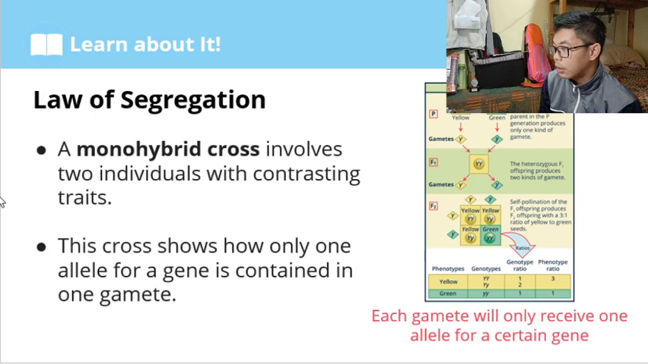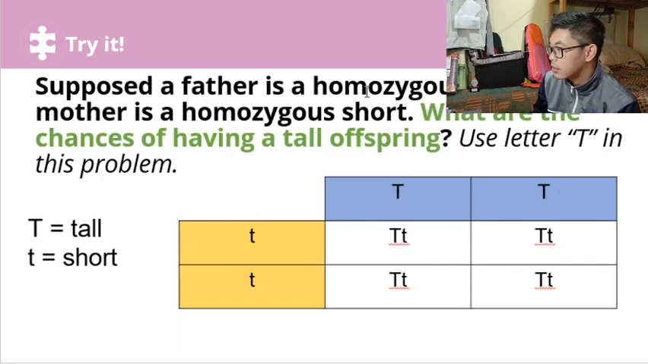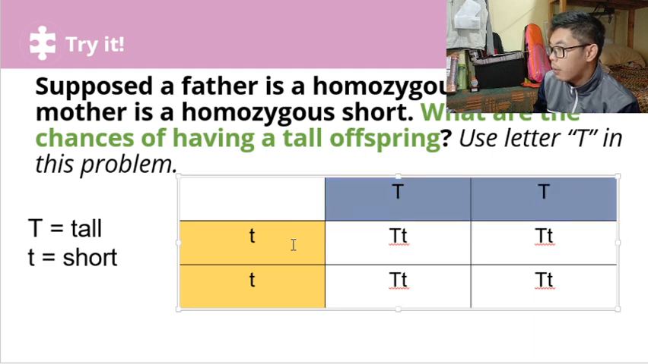Alright, so when you talk about your law of segregation, monohybrid cross involves two individuals with contrasting traits. This is the one that we did, having the four squares that we did before. So monohybrid is what we did. We cross them using the Punnett square, depending on what you're going to write on this purple area and this yellow area, because it depends on how we determine the parents. If we determine the parents on top, this is parent number 1, this is parent number 2. So these are their possible offspring in the middle, the white four squares there.